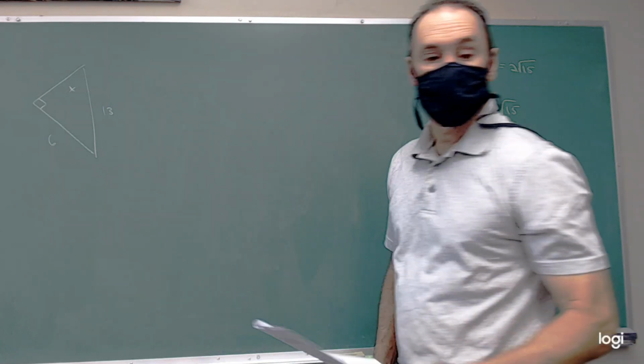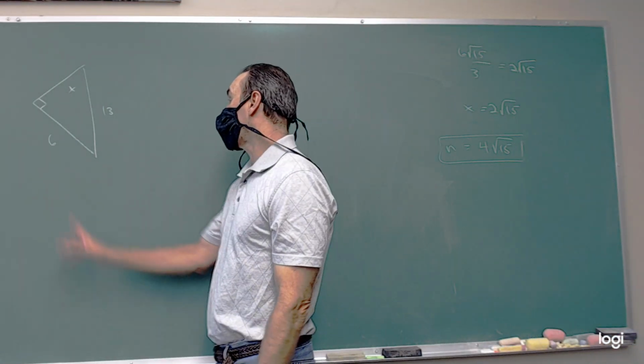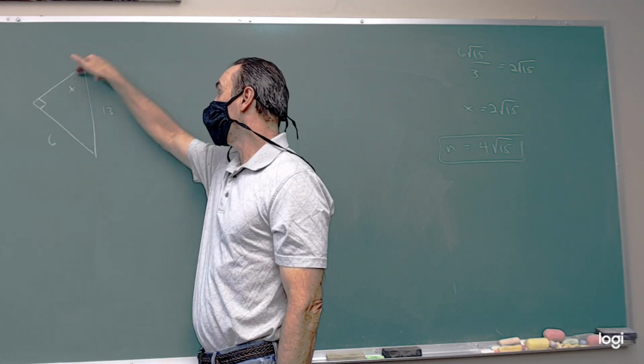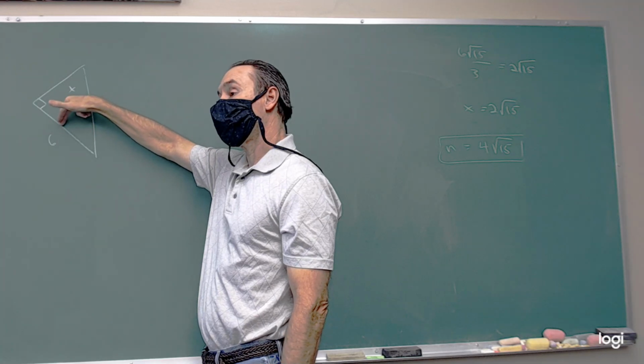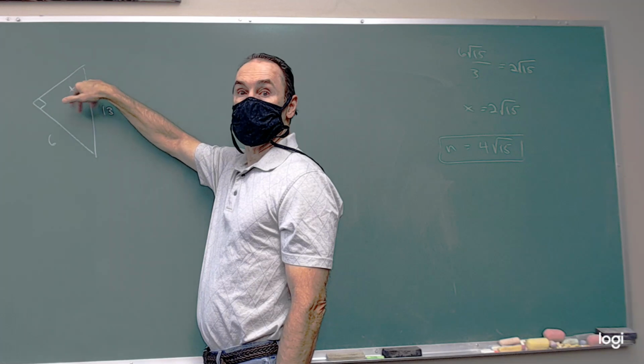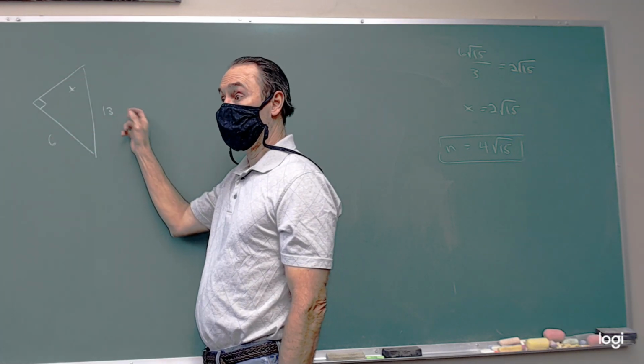So here we want to look for the trig function that's going to connect this side and this side. So for this angle, and if that's our right angle, this side is opposite, and that's the hypotenuse. So the trig function from SOHCAHTOA that connects opposite with hypotenuse is a sine.